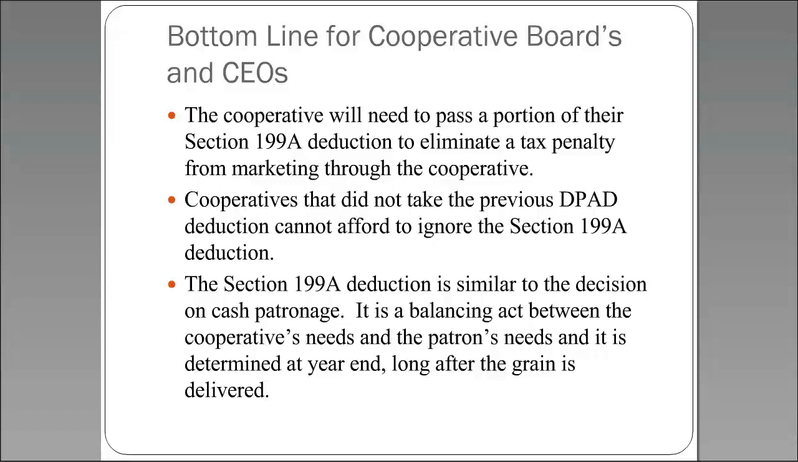So what I've been telling, again, we've had regional meetings with this with cooperative managers and boards. The cooperative is going to need to pass through a portion, probably a good portion, to their patrons to eliminate the tax penalties for marketing through a co-op. So that's one piece. Before, it was kind of a tax benefit, and we had a whole range of co-ops that kept it and passed it through and everything in between. So we're going to have much more pressure for the co-ops to be passing this on.